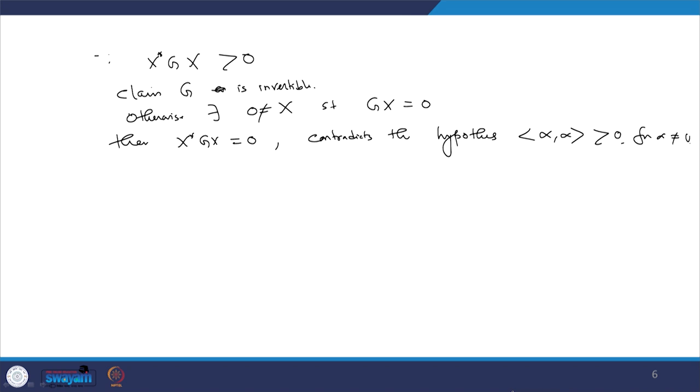So we see that for a given inner product, we are able to produce an n cross n invertible matrix, which is also Hermitian and positive definite. Now the question is, if an invertible Hermitian matrix, which is also positive definite, is given to us, is it possible to introduce an inner product in this space?